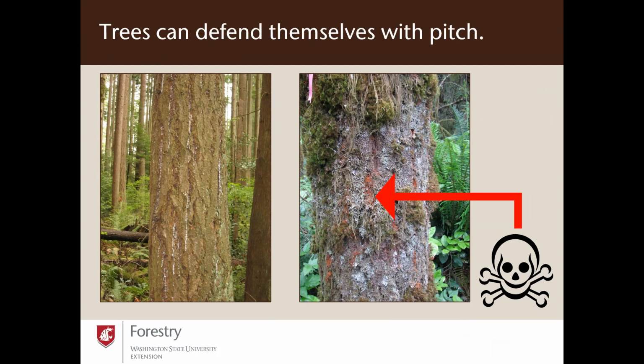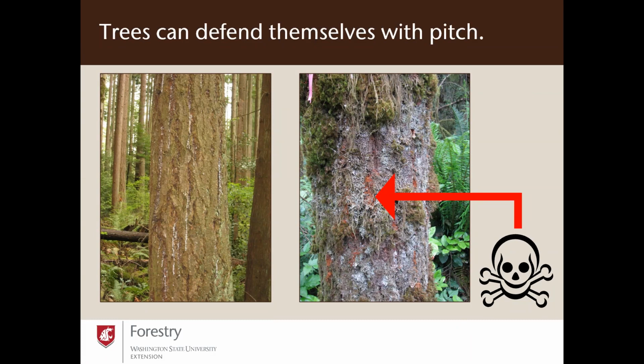So under the bark, there's a network of pitch ducts, and that pitch is kept under pressure. And so when you get a bark beetle that starts to drill through that outer bark to get at the phloem, it ruptures one of those, and that pressurized pitch encapsulates it, kills it, and pushes it back out of the tree, what we call pitching out.